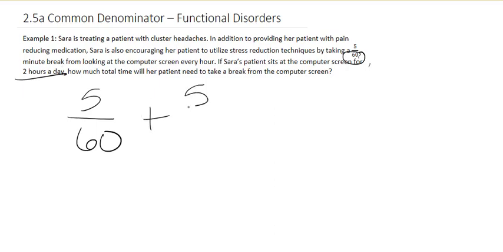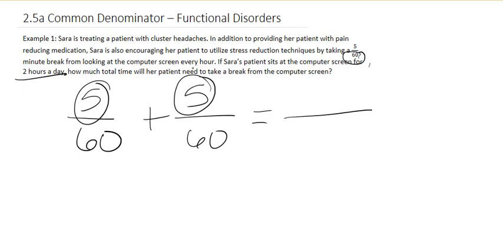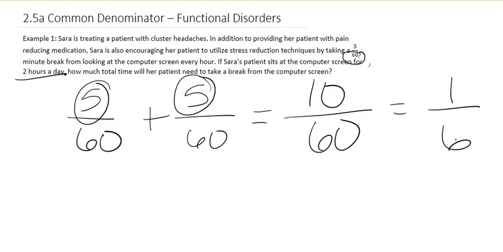So to find the total time, 5 out of 60 plus 5 out of 60 is equal to, now once again, we add the numerators and then we keep the denominator, which is the bottom number. So we're going to keep the denominator as 60, and 5 plus 5 is 10. So as we can see, we can reduce this, and the common multiple is 10. So we can get 1/6 because 10 divided by 10 is 1, 60 divided by 10 is 6. So 1/6.